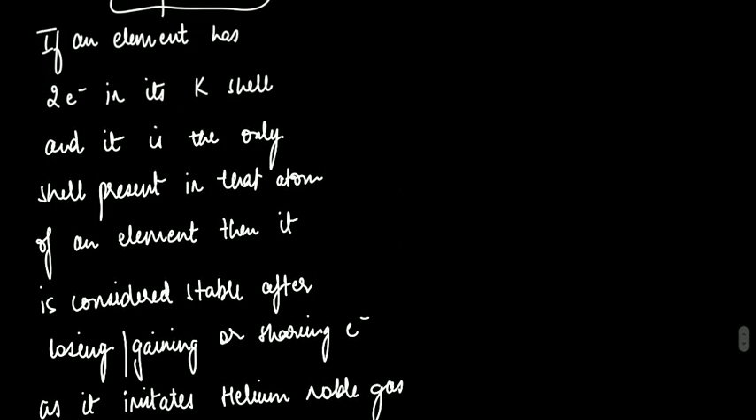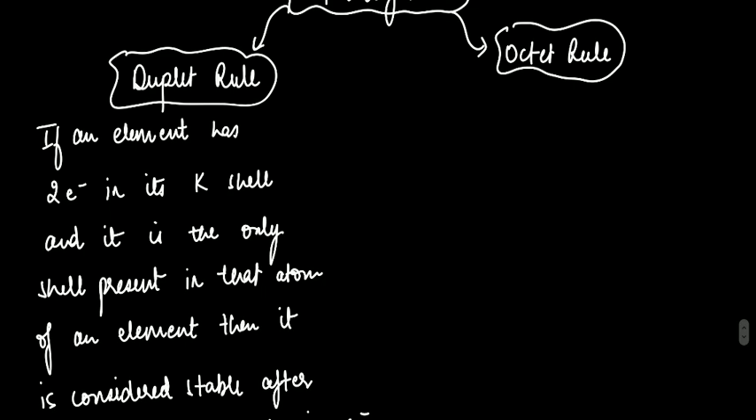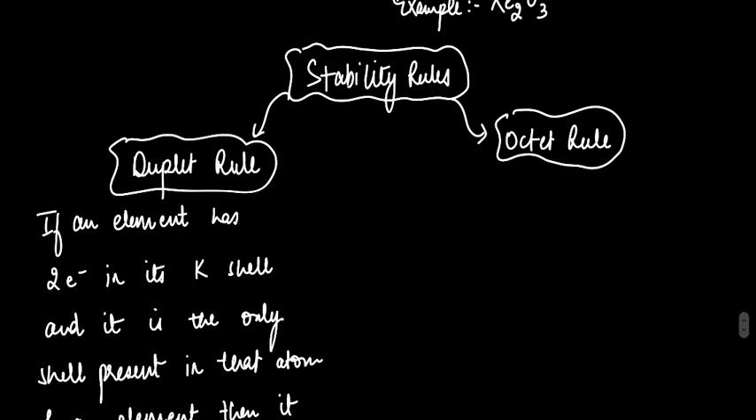Now next, coming to the octet rule. Now remember what we are discussing over here. This is always going to be atomic number 1 to 20. I'm not going to discuss anything apart from this. And sometimes there are some exceptions even in these elements between 1 to 20.